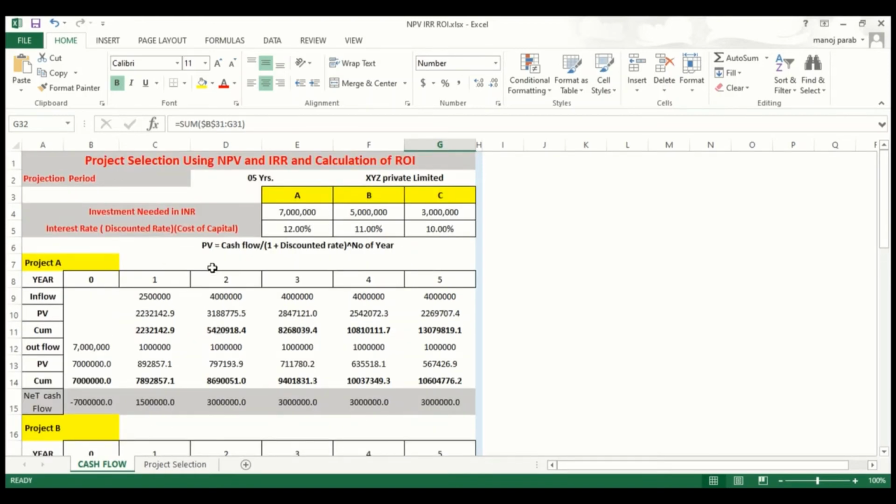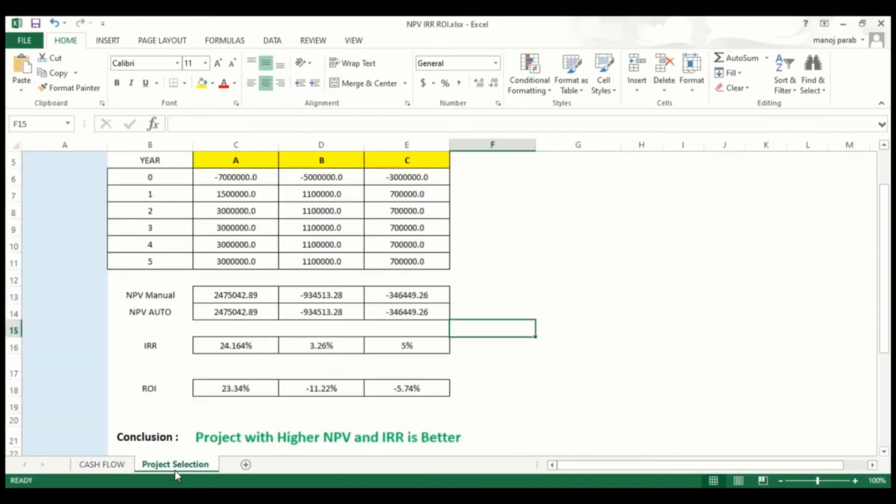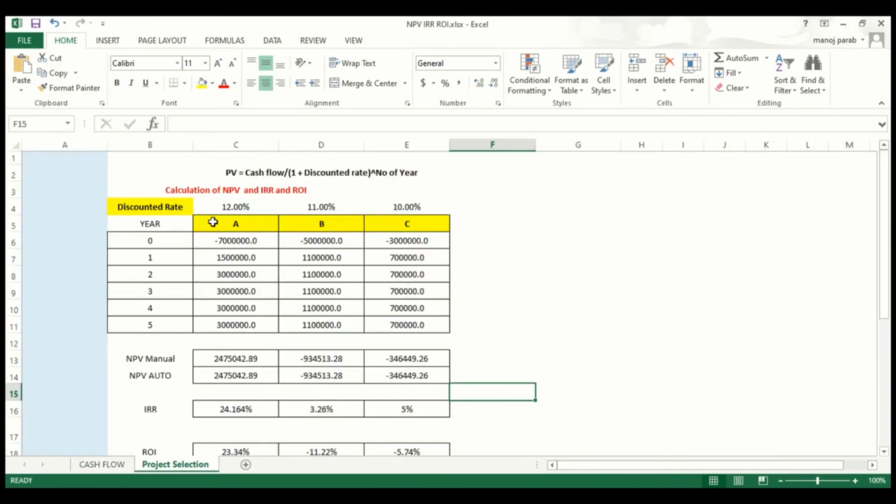Now we'll be looking at the calculation of NPV and IRR. Here we'll go to the next screen. Here we have taken project A, project B, project C, and based on net value we have taken it here. This is the NPV calculation, manual. We can see this is a subtraction of inflow minus outflow, right? So this value and the calculation by Excel should be the same.